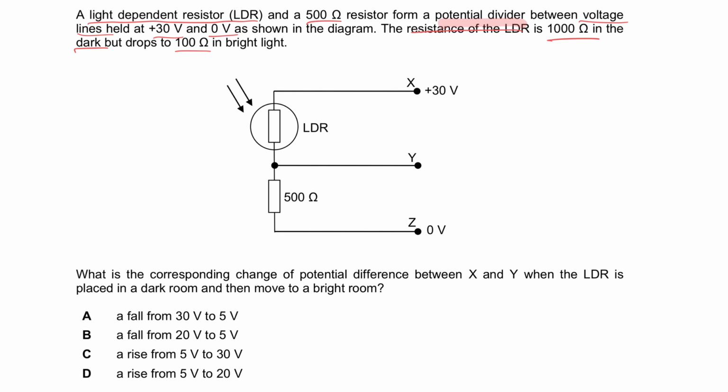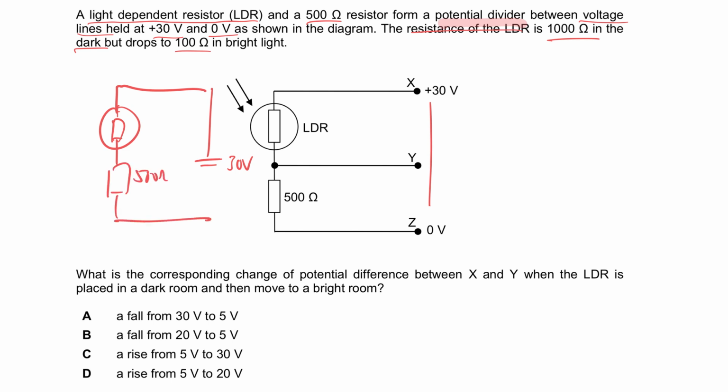So let's start with redrawing this diagram to something that you are more familiar with. As mentioned, you can treat these 2 points here like an EMF of 30 volt that you are familiar with. And then there's the LDR that's connected in series with a 500 ohm resistor. And usually they ask for the potential difference between X and Y, which is your V out that you're familiar with.